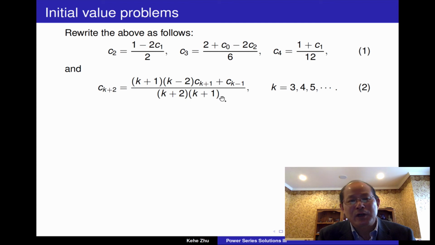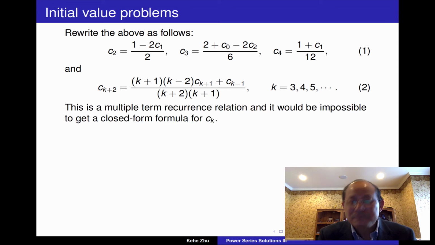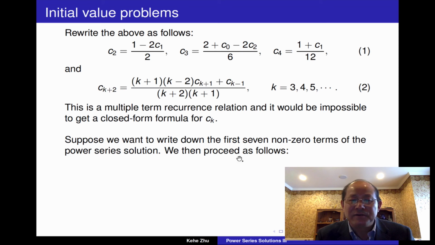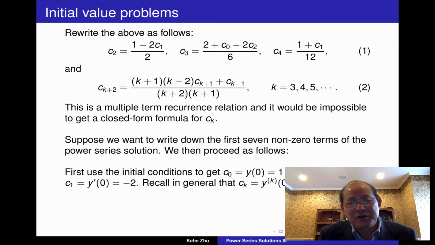And when you have a two-term recurrence relation, chances are you will not be able to get a general formula for ck. So what I want to do is I just want to calculate the first few coefficients. And exactly how many coefficients you want to calculate depends on the specification. Let's suppose in this case I want to calculate, say, the first 7 non-zero terms. Suppose I want to calculate the first 7 non-zero terms of the power series solution. Then what I do is this. I'm going to begin with the initial conditions.